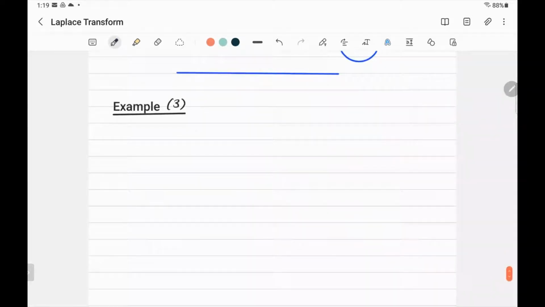Let's find the Laplace transform of the function e to the power of j omega t u(t). How do you get this? No, that's what you do once you get the Laplace transform. It's in time domain, so you don't do this here.